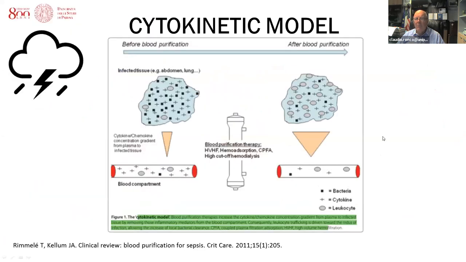The concept may lead to the easy approach to measure cytokines in blood, but this is not the right approach because there is a cytokinetic model that shows clearly that you can remove cytokines from the tissues that directly go into the blood, and then this is removed by the extracorporeal therapies. So, changes in concentration may not reflect the ability of removal.